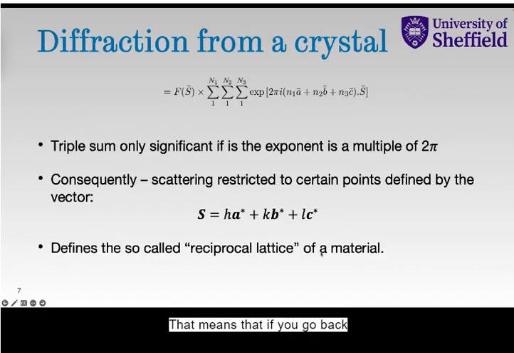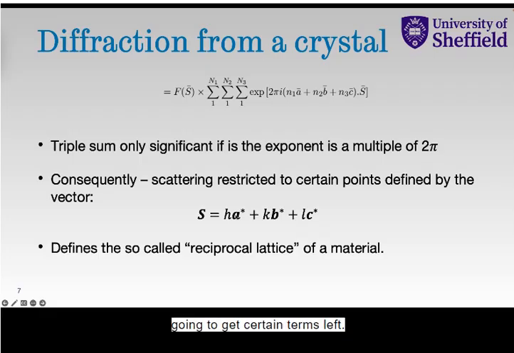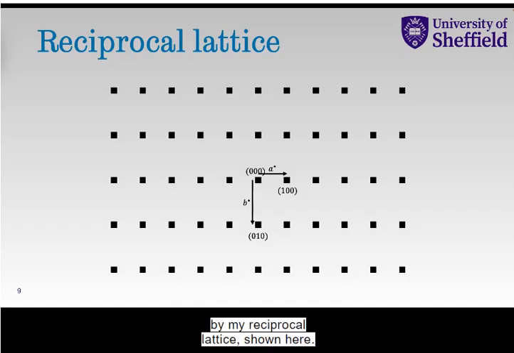And that means that if you go back to this expression here, you can start to see that if we're doing A dotted with this, we're going to get certain terms cancelling out within that expression, and we're only going to get certain terms left. And so what this means is that my diffraction is restricted to certain key spots, and so we get discrete diffracted beams produced by diffraction from a crystal. And that can be defined by my reciprocal lattice shown here.